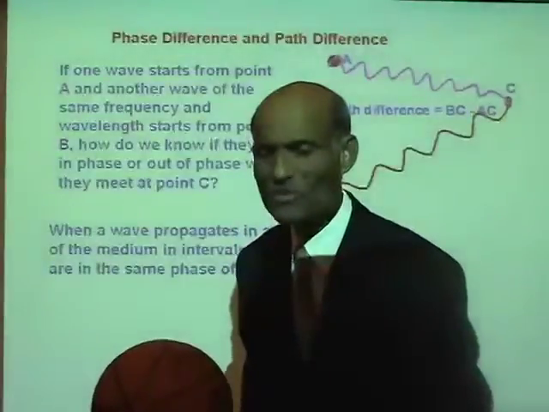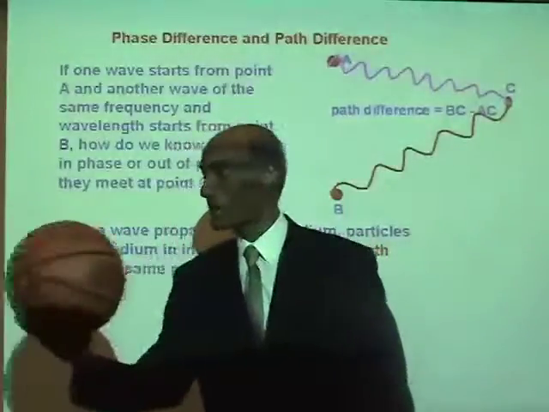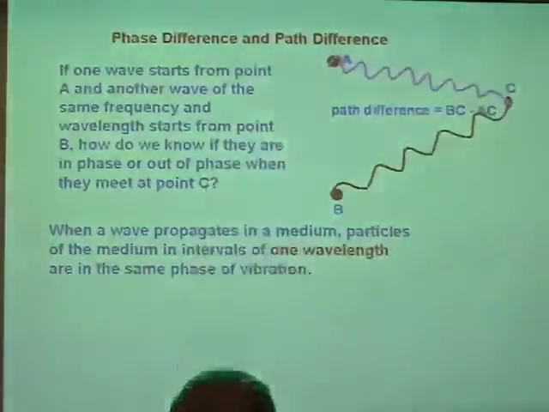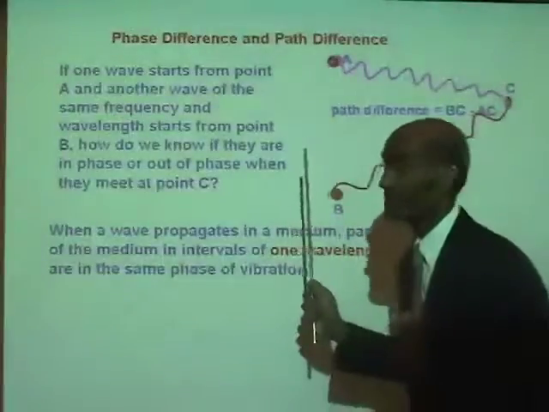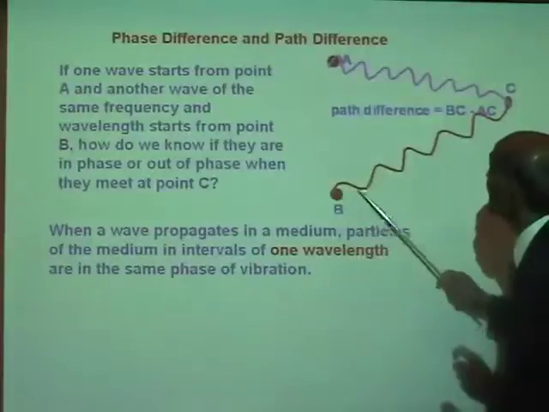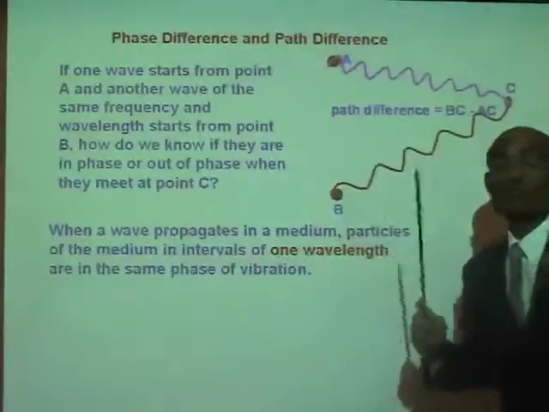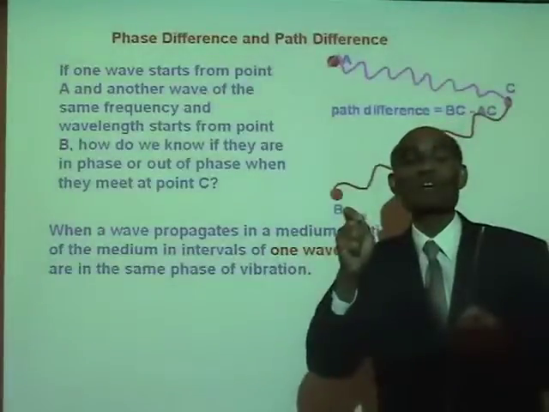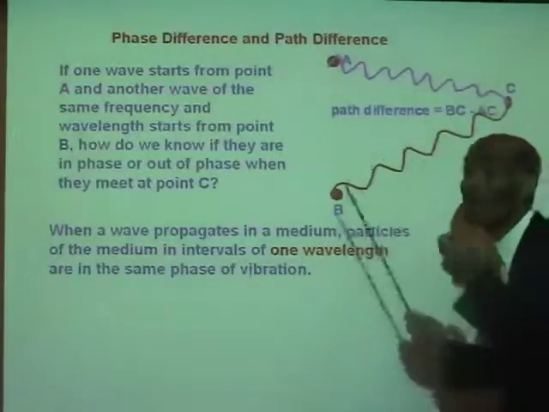What does that mean? Intervals of one wavelength. You see, the distance advanced by the wave for one complete vibration is what we call one wavelength. So, if the difference between this distance is one wavelength, that means by the time the energy reaches here from A and the energy reaches here from B, they will be in phase, because the difference is one wavelength. Difference of one wavelength means one complete vibration. You are now beginning a new vibration. So the energy from here and the energy from here will be in phase.